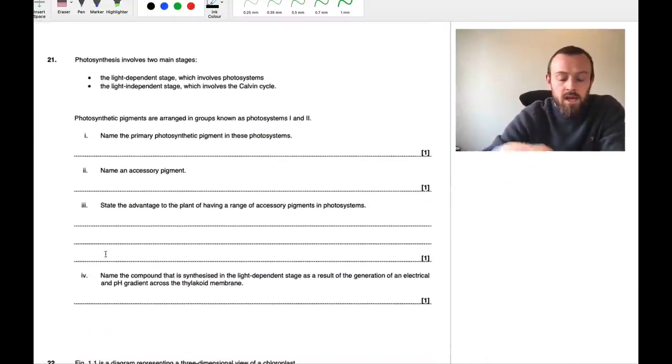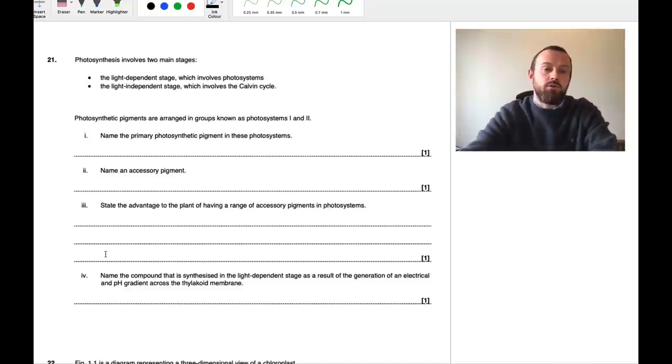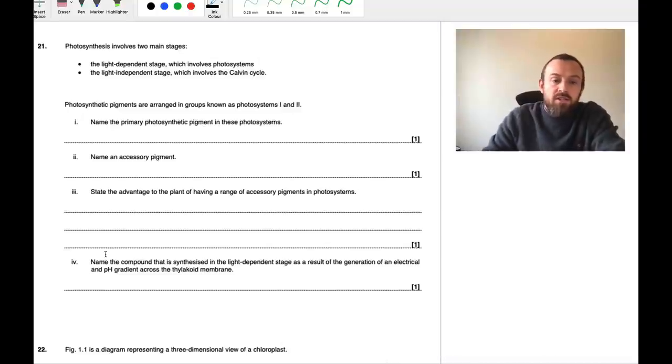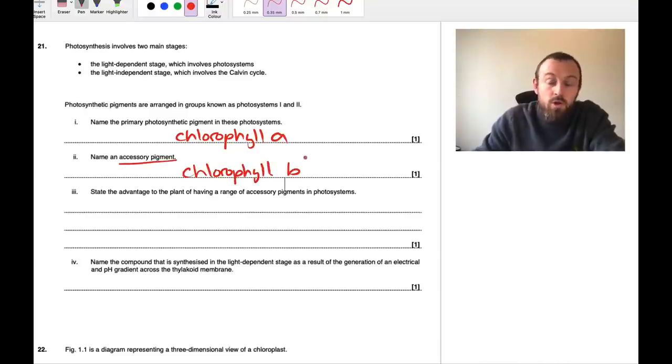All right. Here's another question, which is a kind of easy-ish question. It's about photosynthesis, a sort of knowledge recall question. It says photosynthesis involves 2 main stages, the light dependent, which involves photosystems, and the light independent stage, which involves the Calvin cycle. So the primary pigment in photosystems is chlorophyll A. And an accessory pigment, there's a few: chlorophyll B. We could also have xanthophyll or carotenoids.